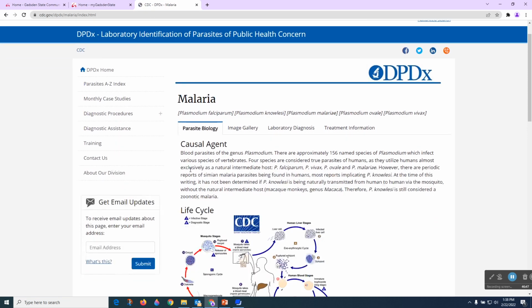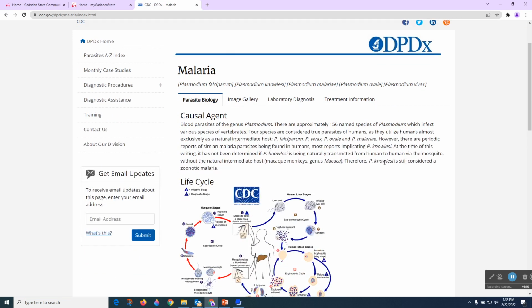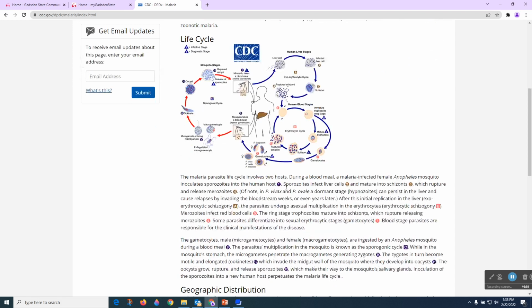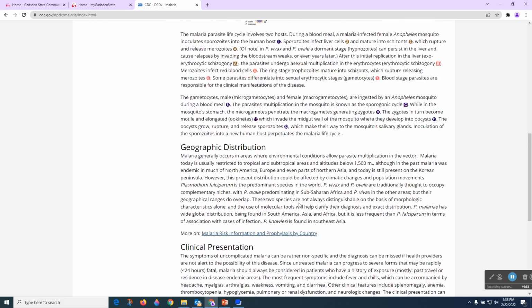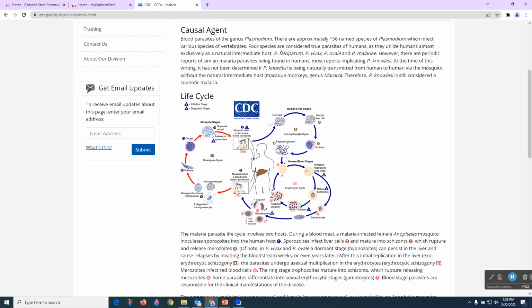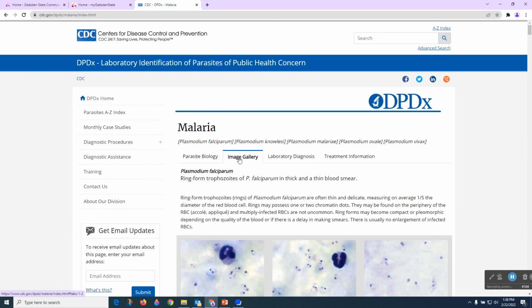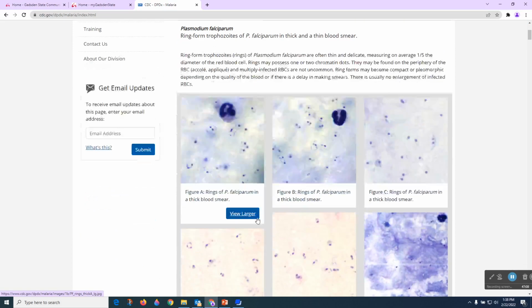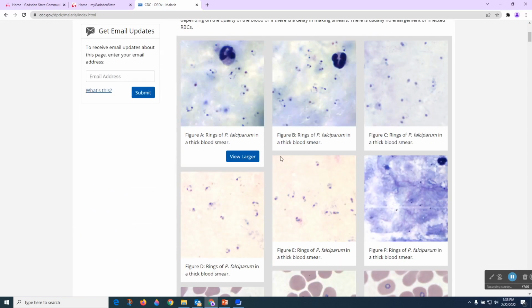When you get in here, you start out with the parasite biology. We see the causative agent. We see the life cycle. We're going to go through these when we go through the organisms. It explains that whole life cycle. It gives us a geographic distribution and a clinical presentation. Then when we go up to the image gallery, this is very important. We're going to use these images as we study the organisms. We're going to see the rings.